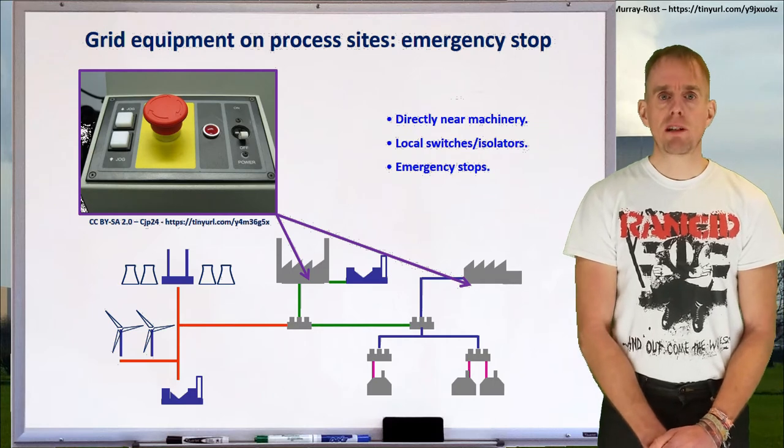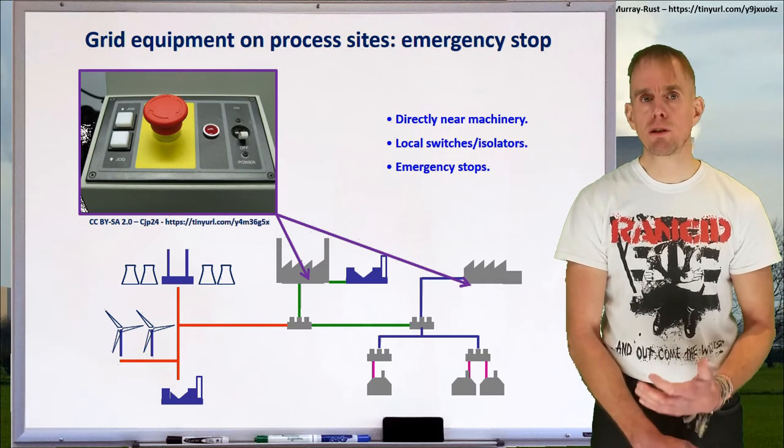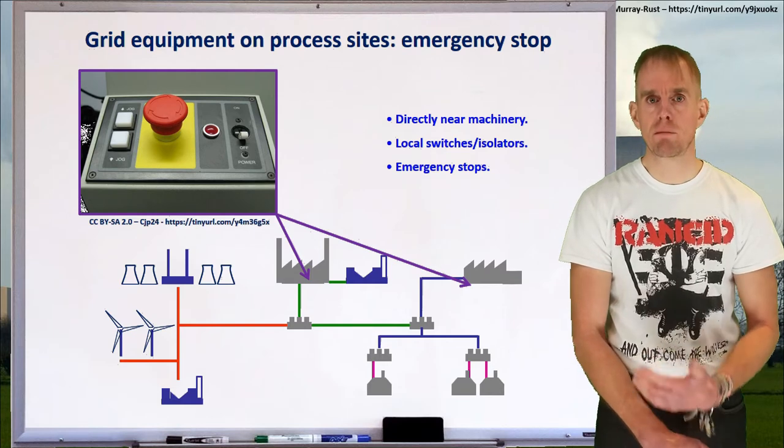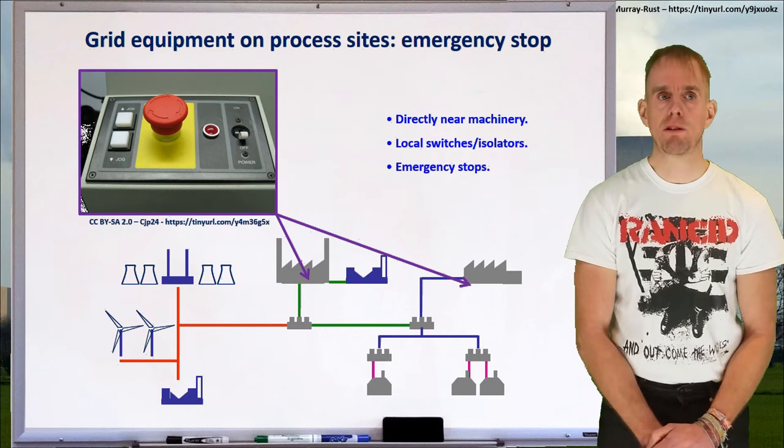You'll also find safety gear such as emergency stops. These should be human accessible, such that if something goes wrong with a piece of rotational machinery that is being operated, it is very easy to quickly turn that piece of equipment off.